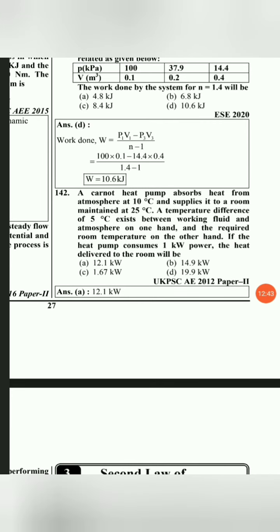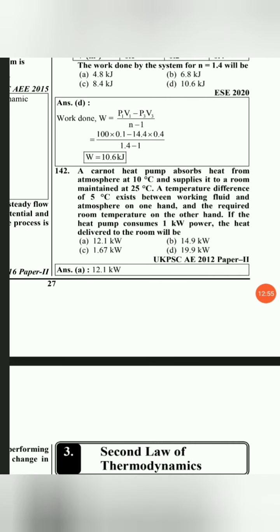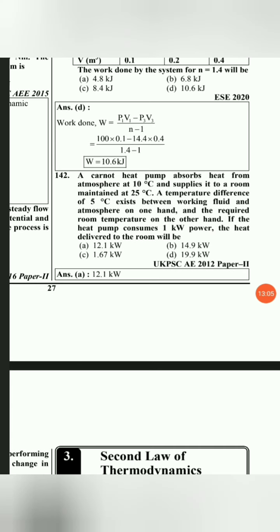Okay, the next question: a Carnot heat pump absorbs heat from the atmosphere at 10 degrees Celsius and supplies it to a room maintained at 25 degrees Celsius. A temperature difference of 5 degrees Celsius exists between the working fluid and the atmosphere on one hand, and the required room temperature on the other hand. If the heat pump consumes 1 kilowatt of power, the heat delivered to the room will be?